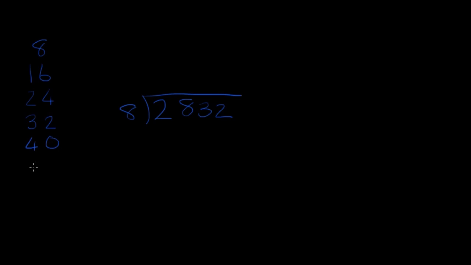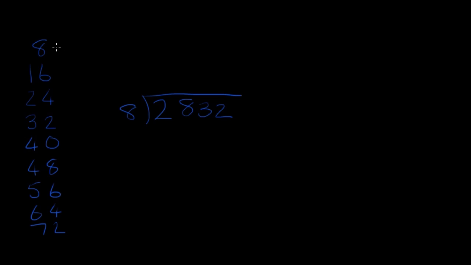Let's have a look at another example using some slightly larger numbers. Not too much larger, but just a little bit. So we're going to divide 2,832 by 8. Okay. So as in the last video, look for the divisor here, 8, and write out the times table. So we'll put our 8's here. 8, 16, 24, 32, 40, 48, 56, 64 and 72.